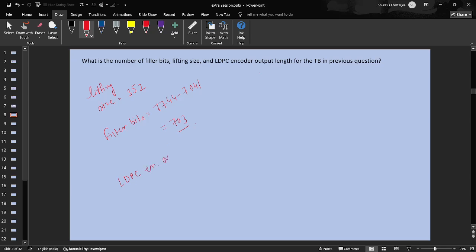LDPC encoder output length is coming to be 23232. So that is a code rate of one third, 66 Zc. That is coming out to be 23232.